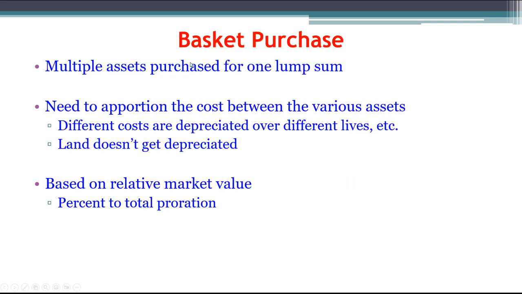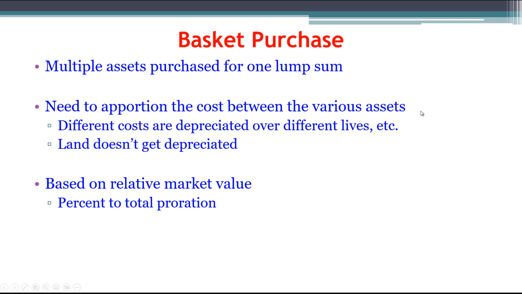So the next topic we have is a basket purchase, also known as a lump sum purchase. And basically in this situation, we're buying multiple assets from a seller, but they didn't break out the cost of each asset or the price of each asset. They just said, hey, buy these 3 assets for this total amount and we're good. So there's one lump sum. Now remember, we need to record the cost of these assets. The problem is we don't know the cost of each individual asset. Somehow we're going to need to apportion that total cost between the various assets.